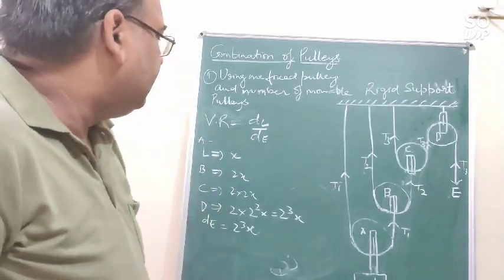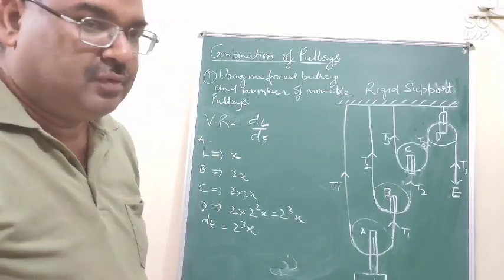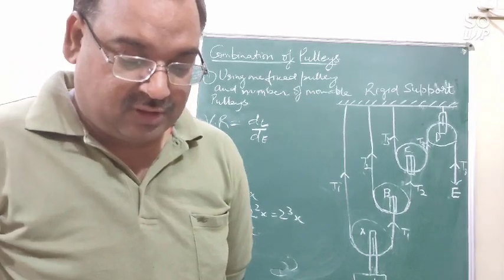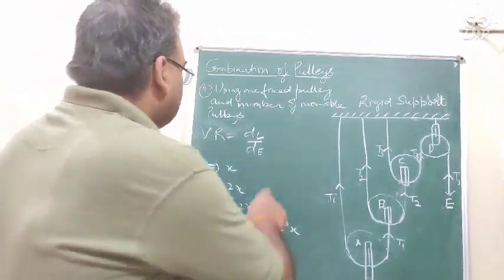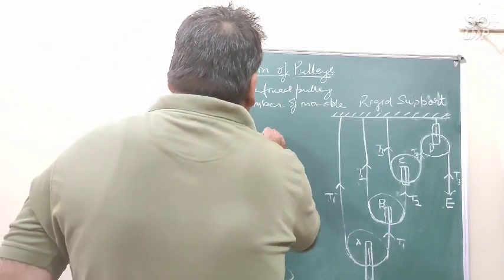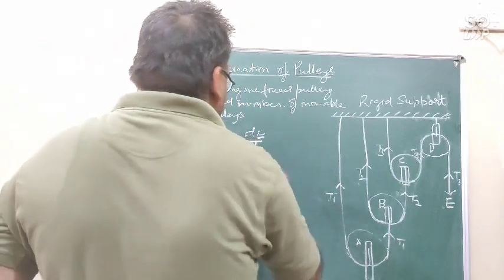Now we will calculate the velocity ratio. As you all know, velocity ratio is the distance moved by the effort to the distance moved by the load. So, the distance moved by the effort to the distance moved by the load.